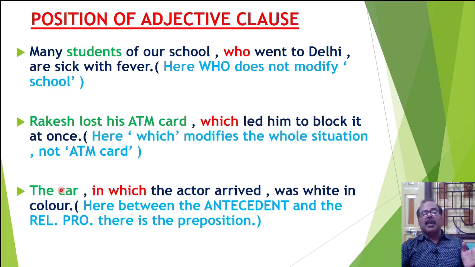The car in which the actor arrived. Here also a preposition has been used between the antecedent and the relative pronoun. In which, about whom, for whom, of whom, etc. can be used. Here between the antecedent and the relative pronoun there is the preposition. So in these cases the adjective clause or the relative clause may not be used just after the antecedent.